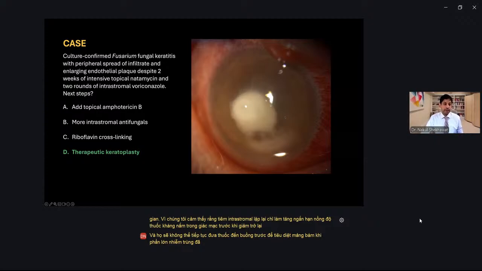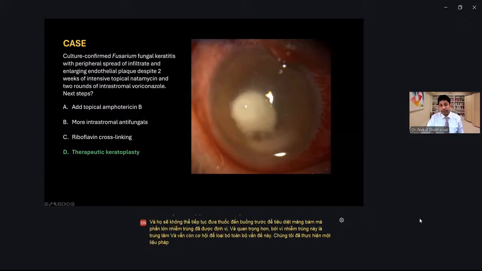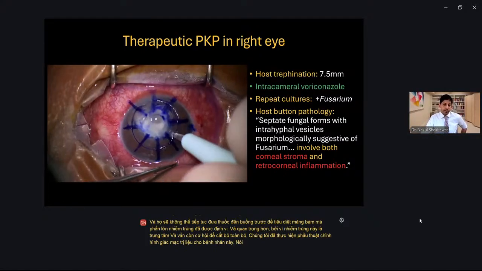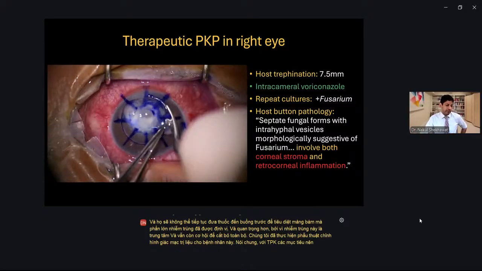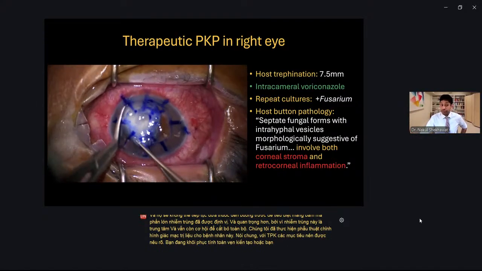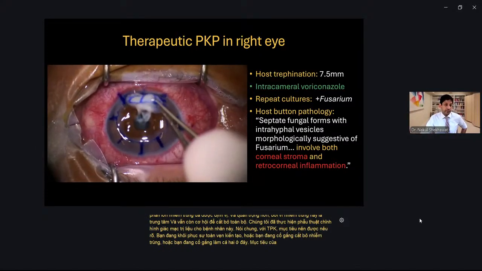And importantly, because this infection was central and there was still an opportunity to cut the whole thing out, we performed a therapeutic keratoplasty in this patient. In general, with TPK, the goals should be made clear. You're either restoring tectonic integrity, or you are trying to resect the infection, or you're trying to do both. Here, our goal was more to resect the infection itself.